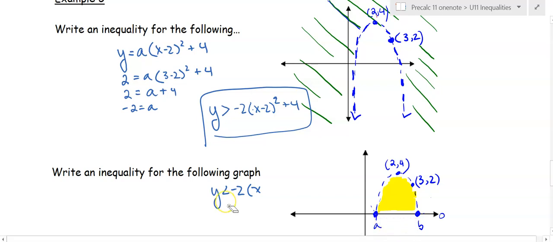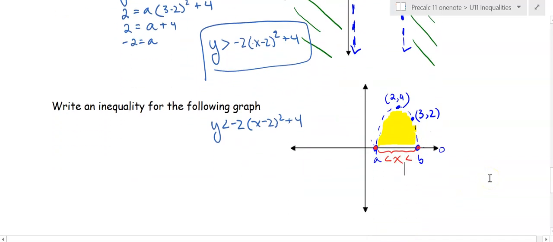So I start off with y is less than negative 2 times (x minus 2) squared plus 4, because I already found the equation earlier. But now we need to figure out how I can restrict my domain so that it only uses the x's between this location and this location. So my x value has to be between a and b, greater than a and less than b, because all of those x's are producing positive y's. Any x less than a or any x greater than b is producing negative y values, and I don't want those.